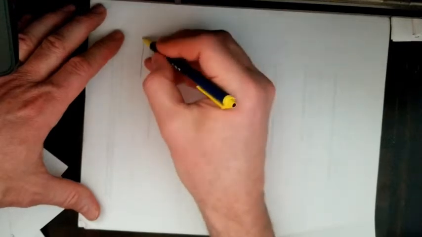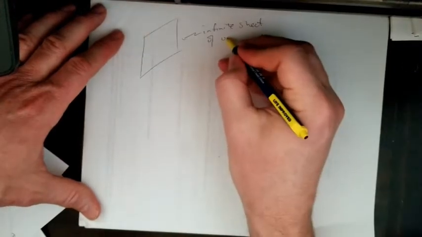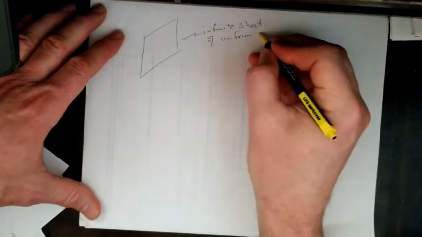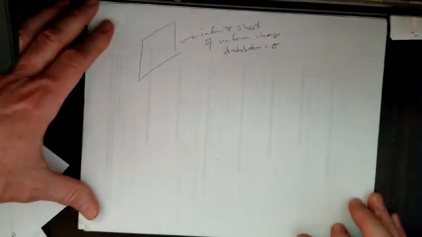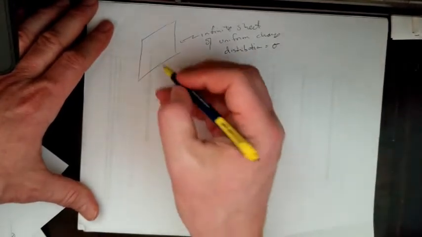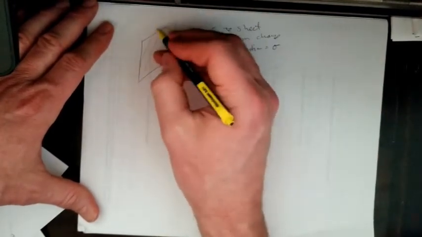If I have an infinite sheet of charge of uniform charge distribution, I'm going to use sigma here. Again, you might look at some other sources that use eta instead. Those seem to be the two big ones. I'm just going to use sigma. And so it's infinitely large.